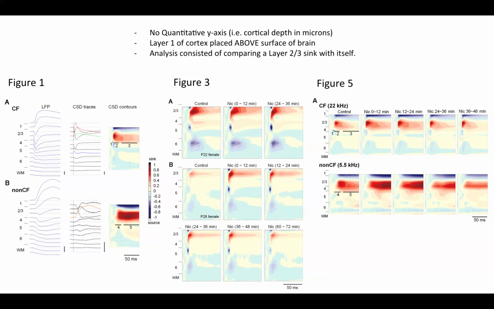It's my opinion that these figures do not accurately represent the data or the experimental paradigm. And further, I think that the conclusions of this paper are not supported because the analysis throughout this paper really just consisted of comparing one sample of a layer 2-3 sink with a second sample of layer 2-3 sink. So throughout, they were comparing layer 2-3 with itself.